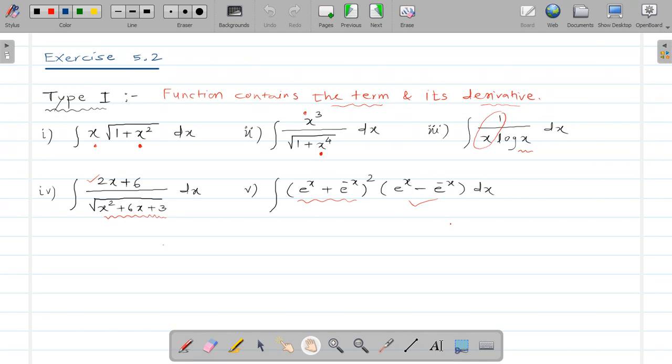In our last lecture, we have studied the method of substitution. From the exercise 5.2, we are going to discuss type number 1, where the function contains the term and its derivative. In the last lecture, we solved two examples, first one and second one. Now today we will solve the remaining three examples as type number 1. So let us see.